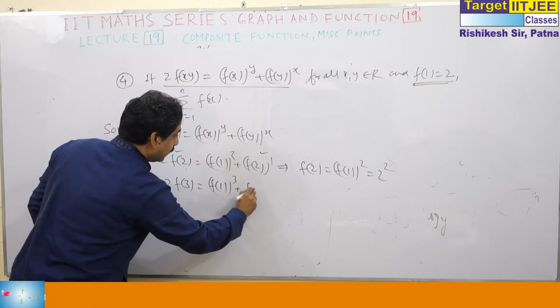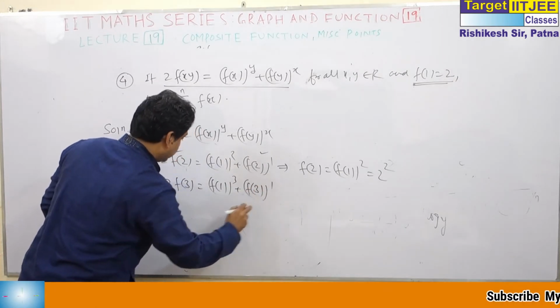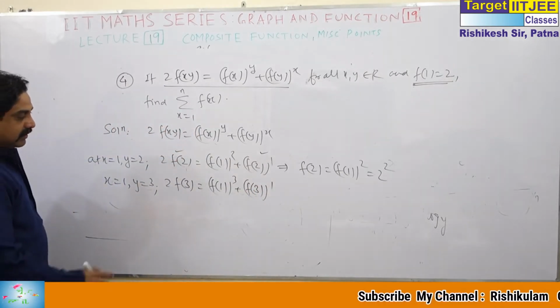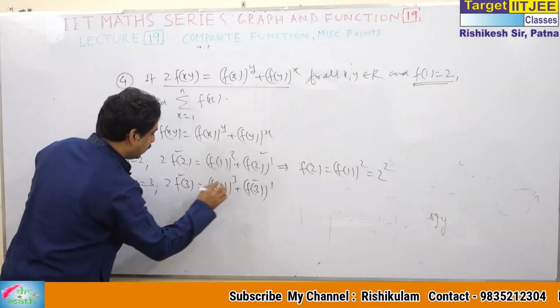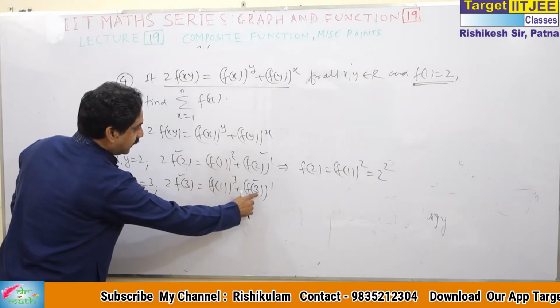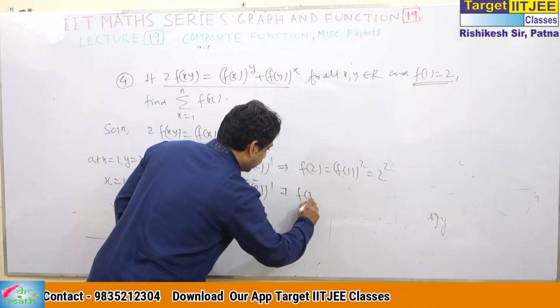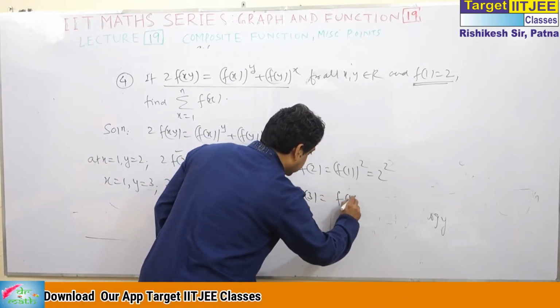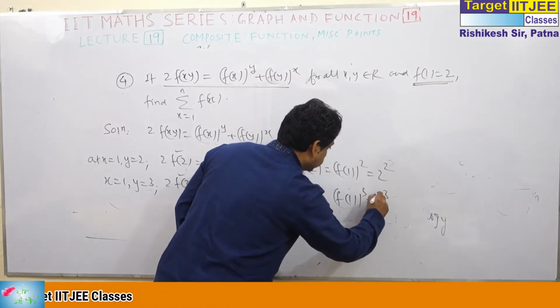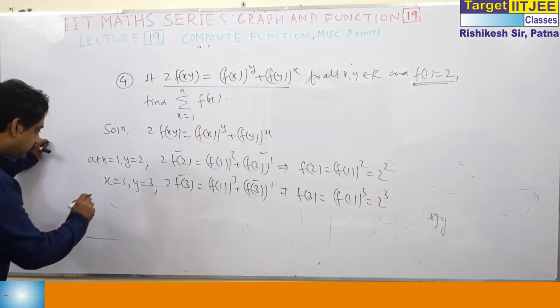and plus F3 to the power 1. Put x is equal to 1, y is equal to 3. Again you can see, 2F3 minus F3, this gives F3. What is F3? F3 is F1 cube, which means 2 cube.